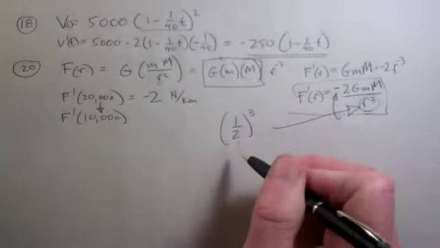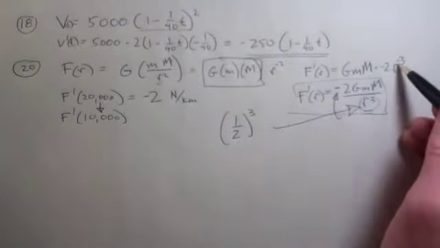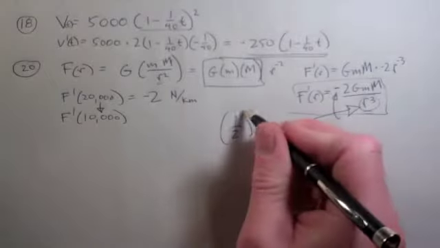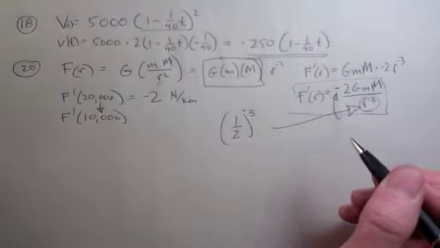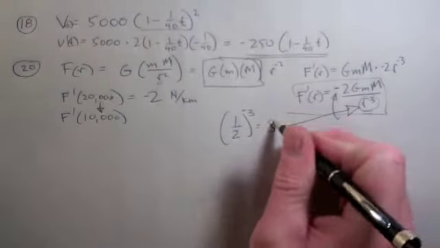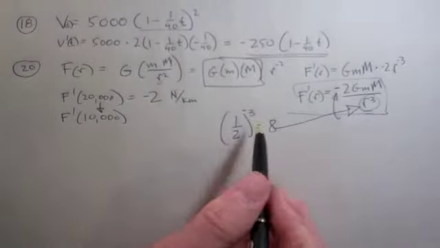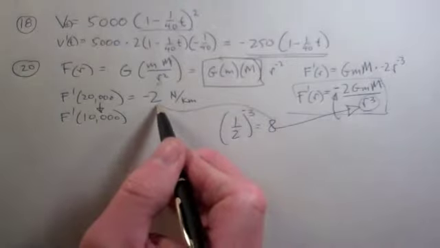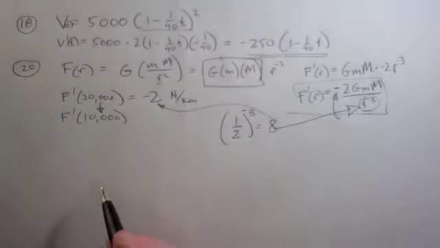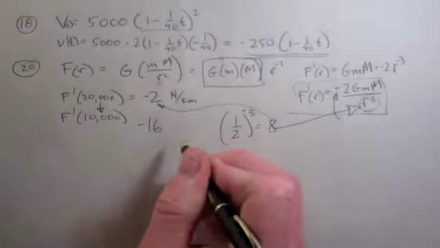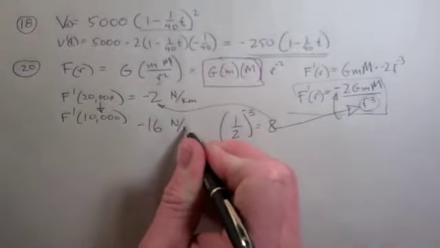All right, and in this case we're inverting it, so it'll be to the minus 3. So it actually becomes 8 times stronger. All right, if you multiply that by itself 3 times and flip it. So we just simply multiply that by 8, and it'll be a negative 16 newtons per kilometer.